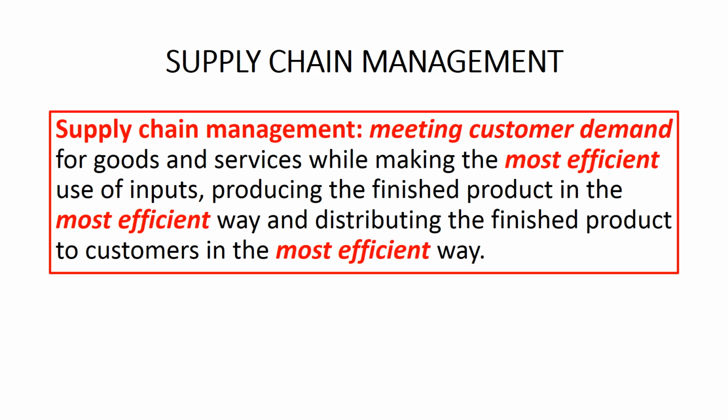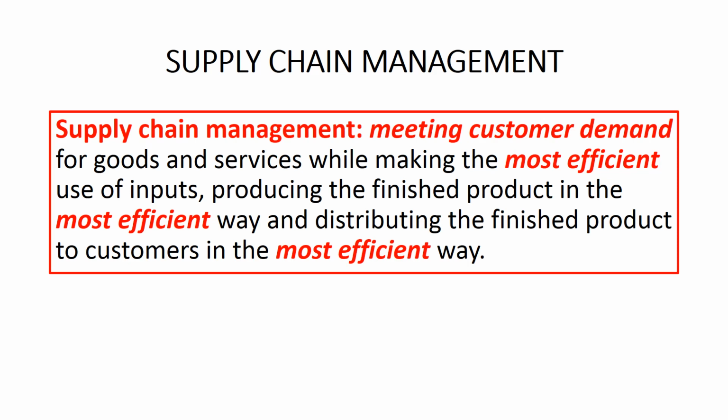Supply chain management refers to meeting customer demand for goods and services while making the most efficient use of inputs, producing the finished product in the most efficient way, and distributing the finished product to customers in the most efficient way. Look down the left-hand side of your vocabulary sheets, find the term supply chain management and write this definition in there.